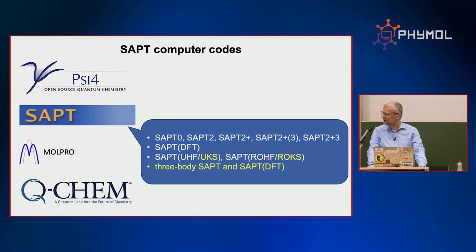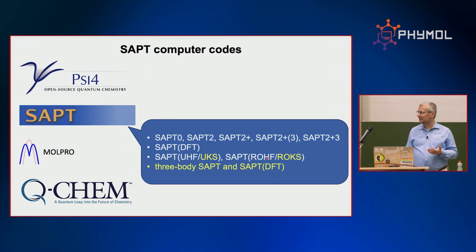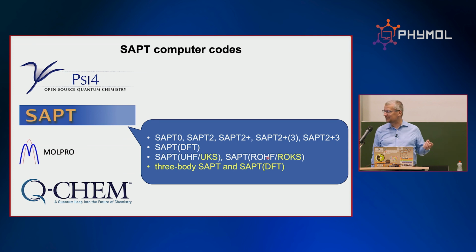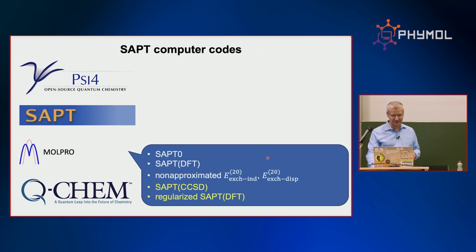The first alternative is the SAPT code from Delaware and Warsaw, from Krzysztof Szalewicz. And well, in the old times, I contributed to that code as well. It has all of the standard levels of both wave function-based SAPT and SAPT DFT. It has extensive open-shell single-reference capabilities, and its unique capability is the three-body SAPT for non-additive interaction energies between three molecules at once.